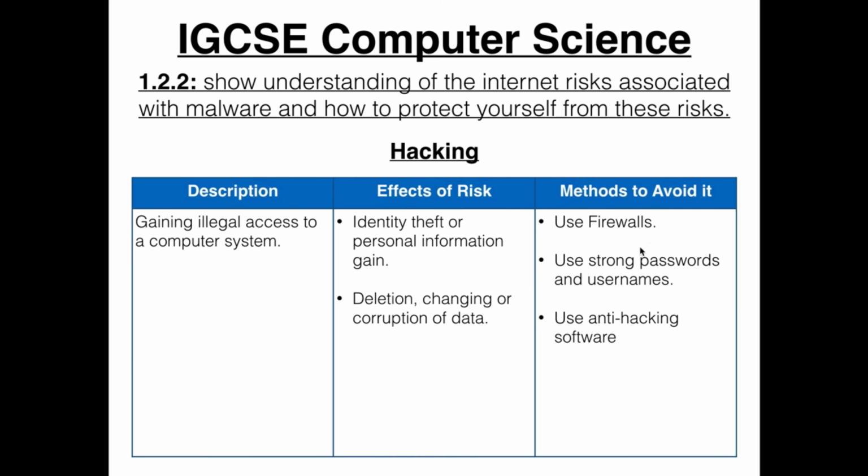Methods to avoid it include using firewalls, strong passwords and usernames, and anti-hacking software. So a firewall is basically software or hardware which filters information in and out of your computer and an external network. So it basically allows access to certain devices.